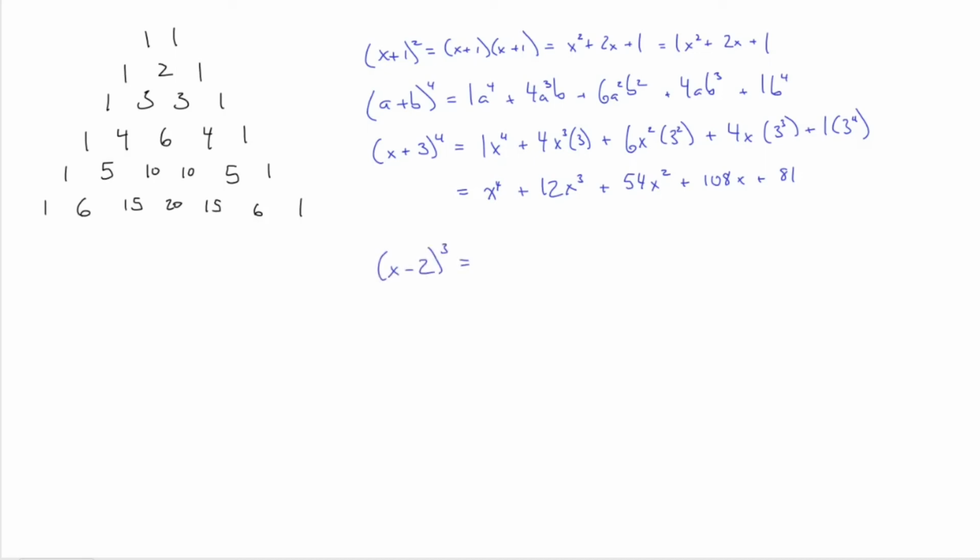Okay, you try one. See if you can compute x minus 2 cubed using the third row of Pascal's triangle. You know, when we did x plus 3 to the fourth, we used the fourth row of Pascal's triangle because it was to the fourth power. Since this is to the third power, use the third row of Pascal's triangle. Take a moment, pause the video, see if you can come up with the answer.